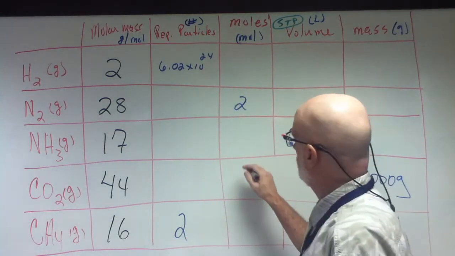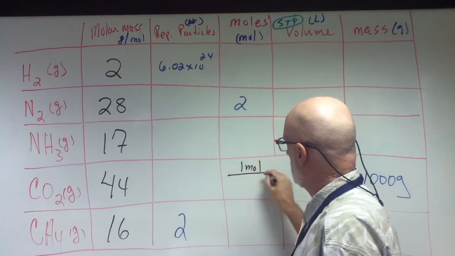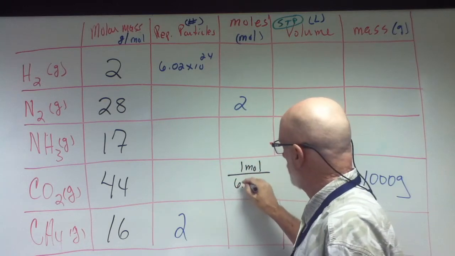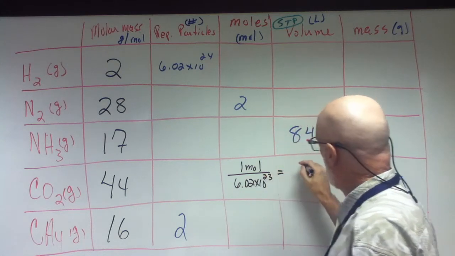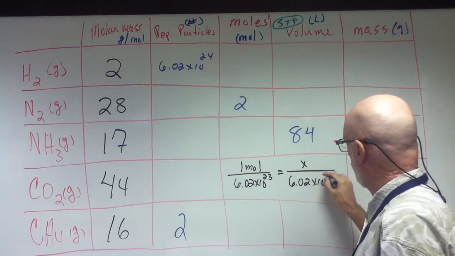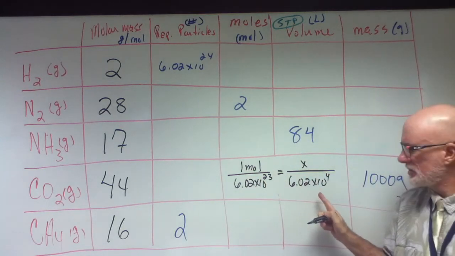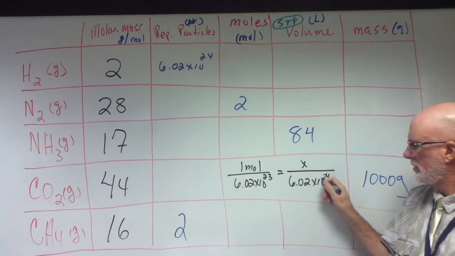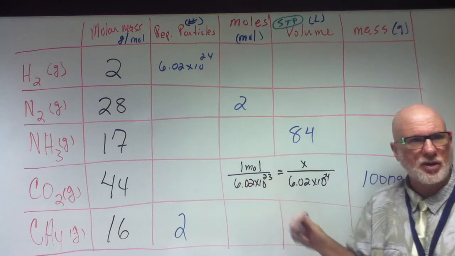So I know that 1 mole is 6.02 times 10 to the 23rd, right? Well, I want to know how many moles 6.02 times 10 to the 24th is. So it's going to be 1 times 6.02 times 10 to the 24th, divided by 6.02 times 10 to the 23rd. What is that value?